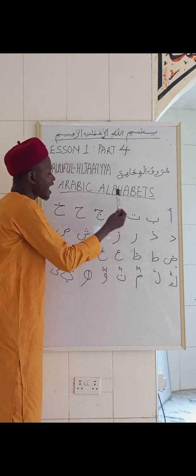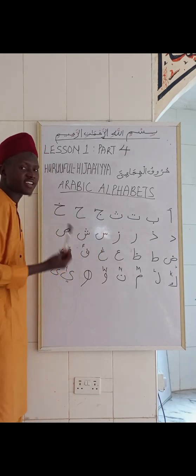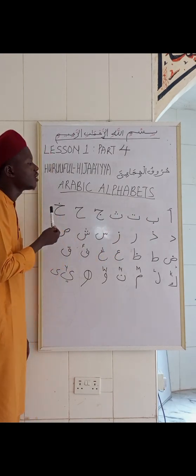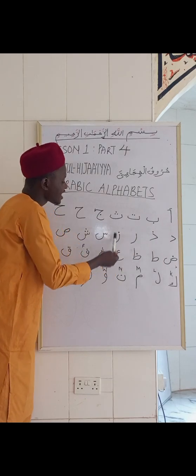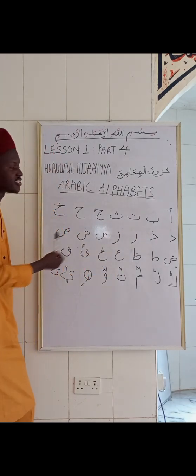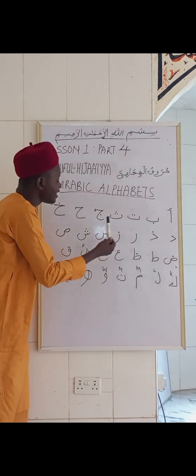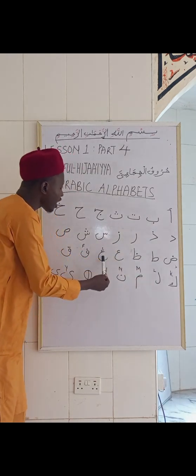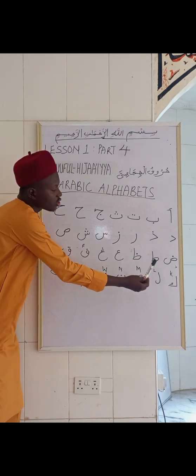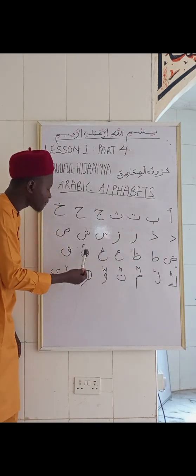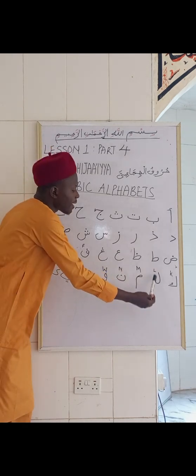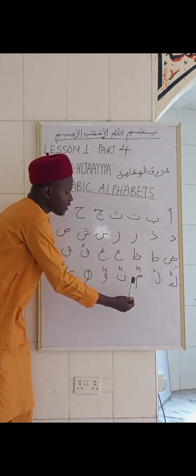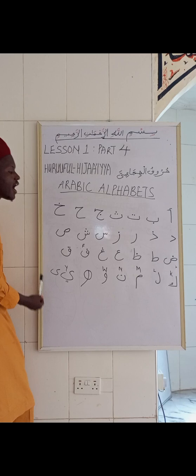Alif, Ba, Ta, Tha, Jim, Ha, Kha. Say it. Alif, Ba, Ta, Tha, Jim, Ha, Kha, Dal, Dhal, Ra, Zay, Sin, Shin, Sad. Say it. Dad, Ta, Za, Ain, Ghain, Fa, Qaf. Kaf, Lam, Mim, Nun, Waw, Ha, Ya.